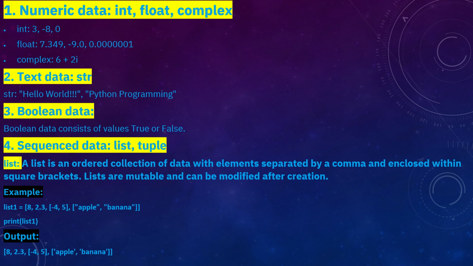List. A list is an ordered collection of data with elements separated by a comma and enclosed within square brackets. Lists are mutable and can be modified after creation. Example: list1 = [8, 2.3, -4, 5, 'apple', 'banana']. print(list1). Output: 8, 2.3, -4, 5, apple, banana.